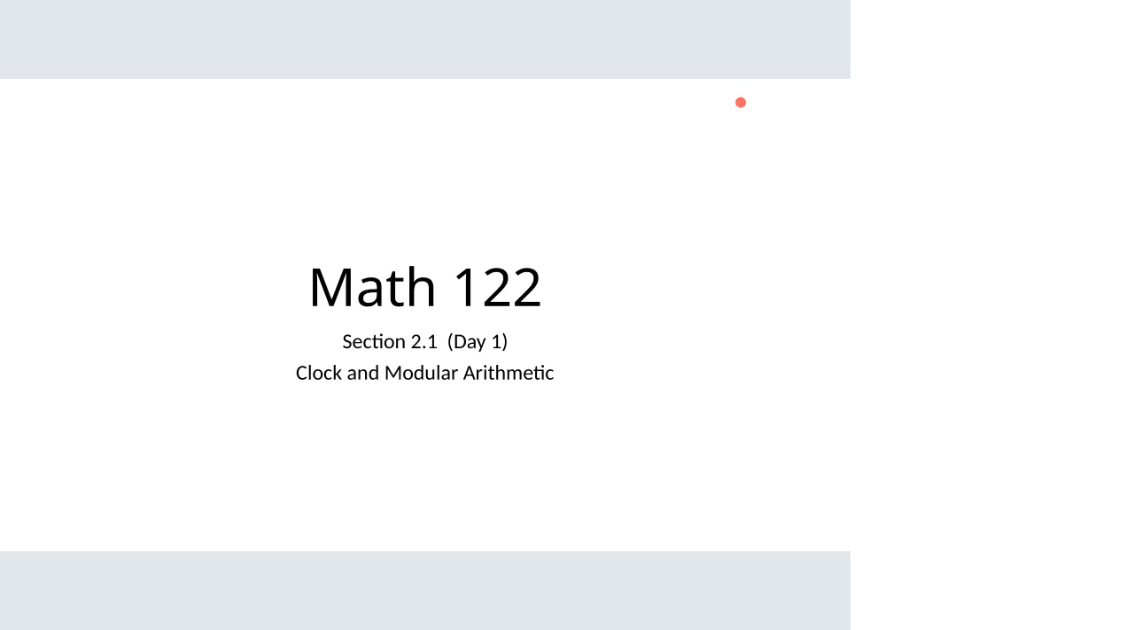The title of our lesson today is Clock and Modular Arithmetic, but really what section 2.1 is about is number systems that use bases that aren't like base 10. First, as a review, we're going to do a little review of our base 10 system. Base 10 is the system we use all the time.